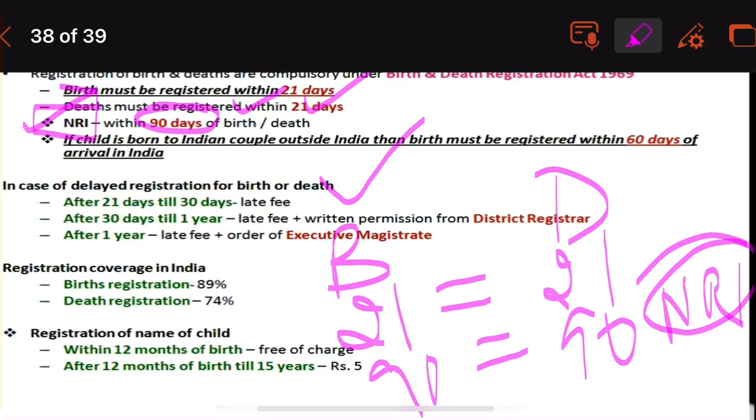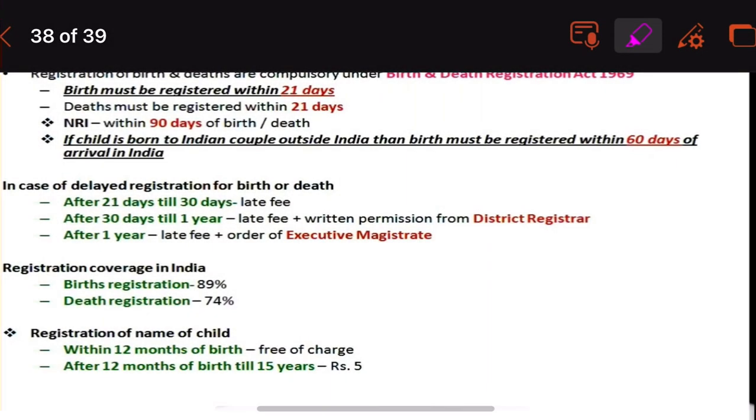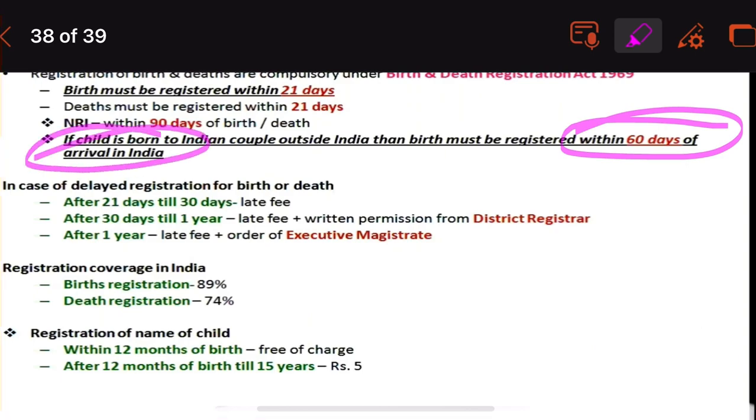If a child is born to an Indian couple outside India, then the birth must be registered within 60 days of their arrival in India, as soon as they return.